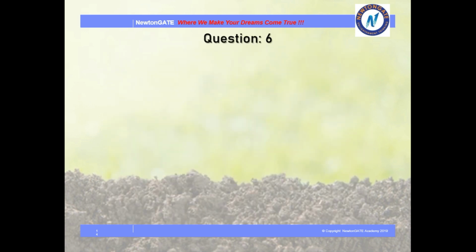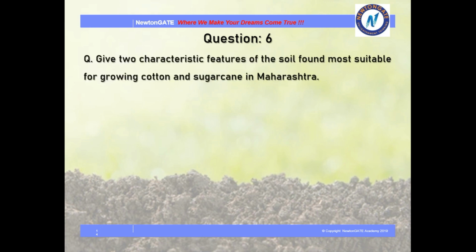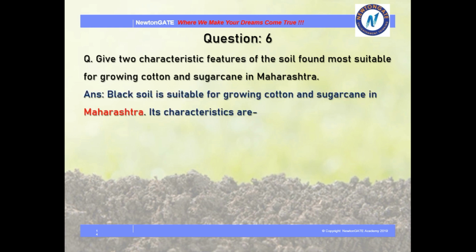Moving to the next question, that is question number 6. In question number 6, we can see, give two characteristic features of the soil most suitable for growing cotton and sugarcane in Maharashtra. So you already know that black soil is suitable. Can you tell me the other name for black soil? Yes, it is regur soil, R-E-G-U-R. Thus, black soil is suitable for growing cotton and sugarcane in states like Maharashtra.